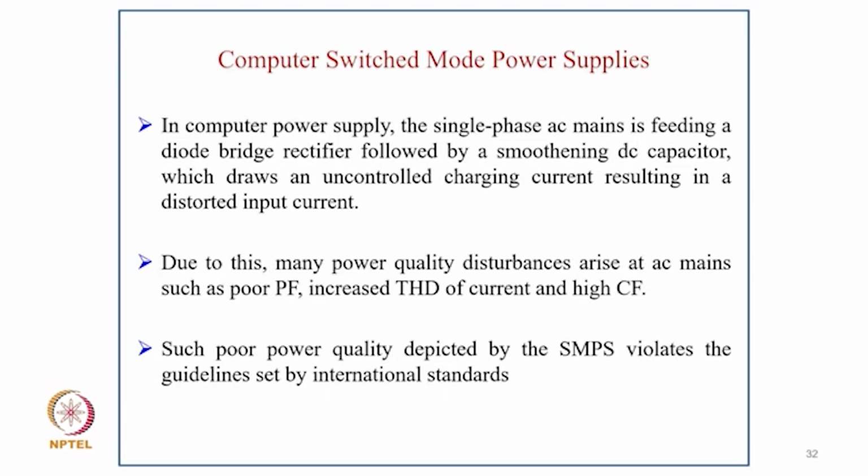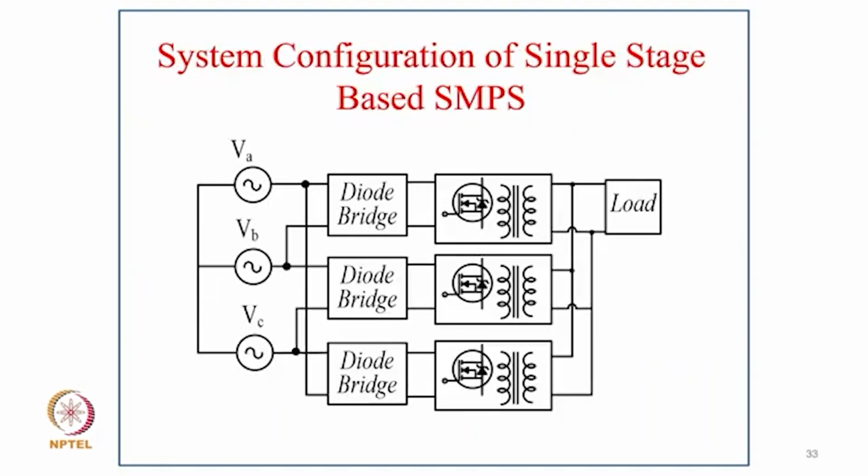Now coming to the computer switch mode power supply. In a computer power supply, the single phase AC mains is feeding a diode bridge rectifier followed by a smoothing DC capacitor, which draws an uncontrolled charging current resulting in a distorted input current. Due to this, many power quality disturbances arise at AC mains such as poor power factor, increased total harmonic distortion of current, and high crest factor of the input current. Such poor power quality depicted by switch mode power supply violates the guidelines set by international standards.